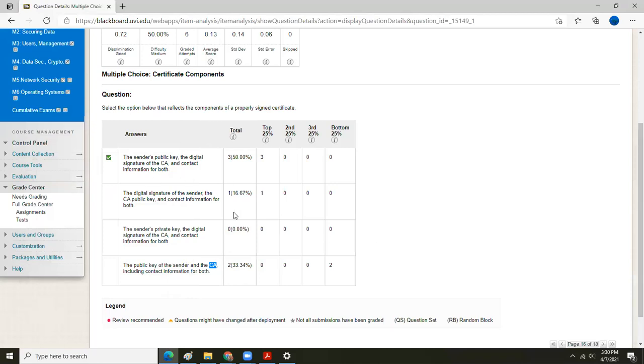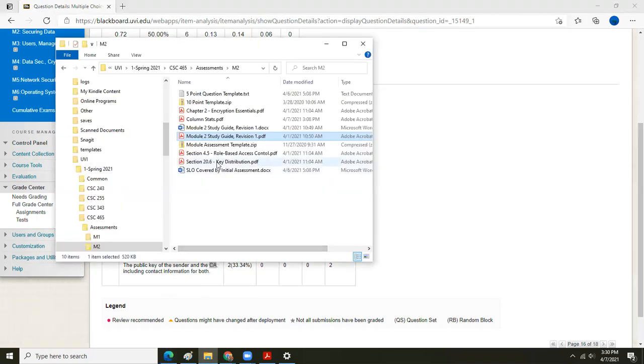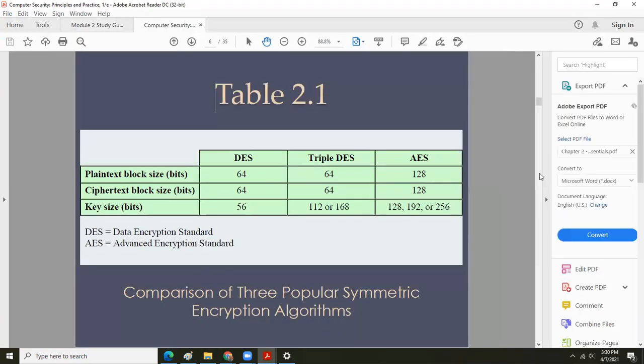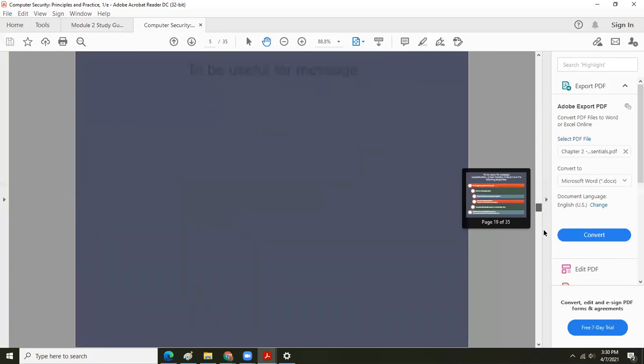does anyone have any questions about this item? So where did we get the information for this question? It's in the Encryption Essentials toward the end.